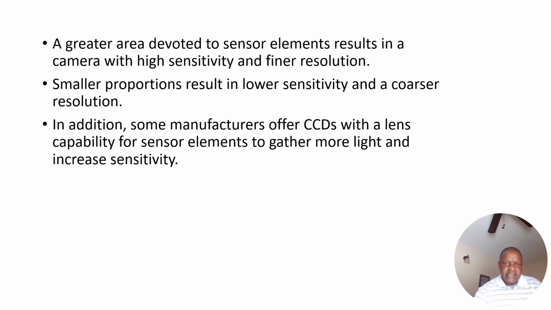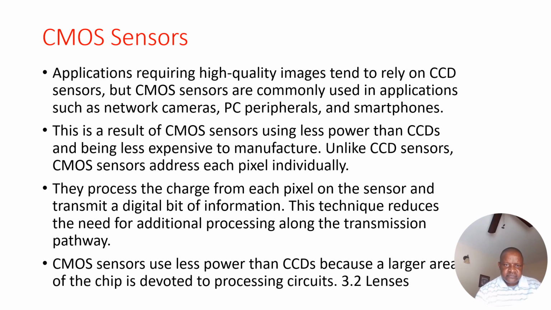And then a greater area devoted to sensor elements results in a camera with high sensitivity and finer resolution. Smaller proportions result in lower sensitivity and coarser resolution. In addition, some manufacturers offer CCDs with a lens capability for sensor elements to gather more light and increase sensitivity. We also have CMOS sensors.